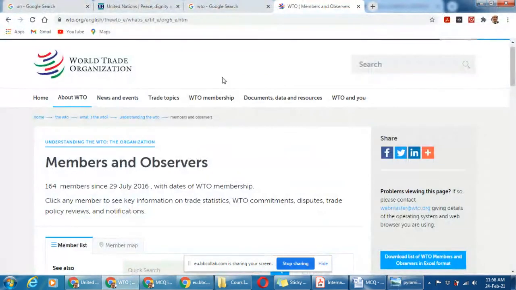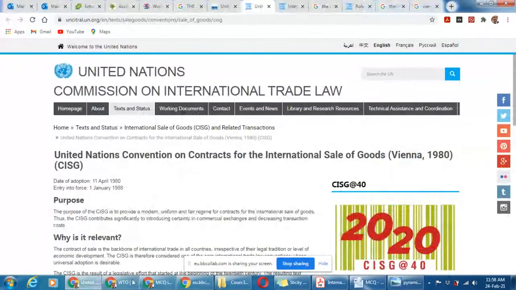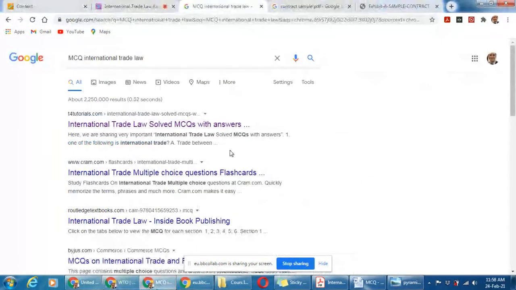Here we are talking about international trade law, the international trade rules. Is it clear, guys? So one question: how is this pyramid called in English?